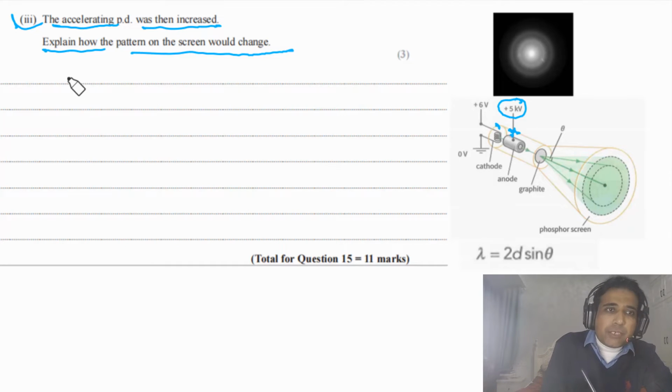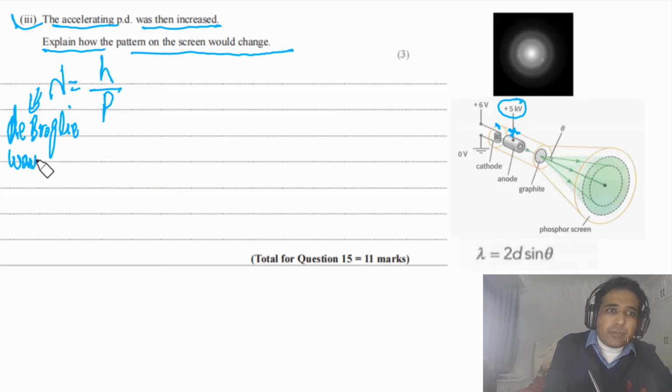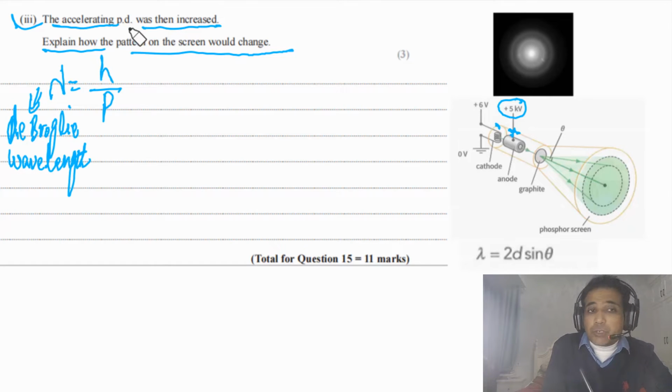In order to understand this one, we need to understand the relationship between wavelength and momentum of a moving particle. This is the de Broglie wavelength. For this question, it is given to us that potential difference increases, but we have no information about momentum. So how can we link this momentum with PD?